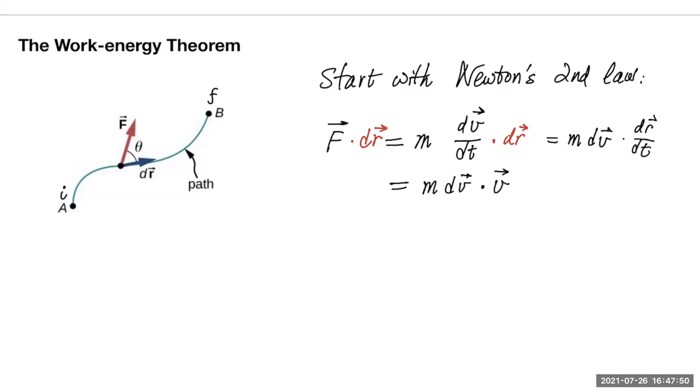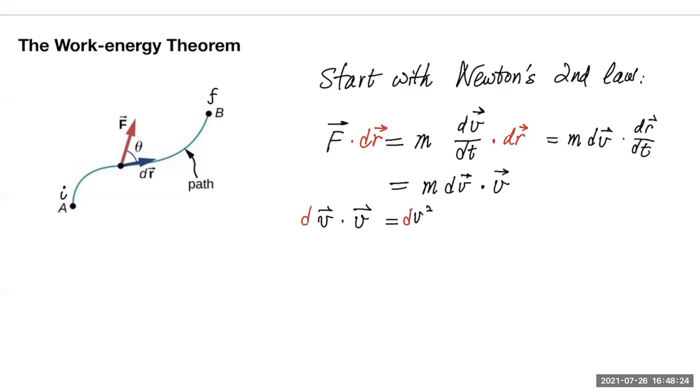But this is not the end. We can further simplify that. What's dv dot v? Can we further simplify that? Well, the answer is yes. We're going to start with v dot v equals v squared. Of course, you know it's equal to v squared, right? And then I'm going to differentiate both sides. So let's do that. The differential of the left-hand side, d of v dot v.